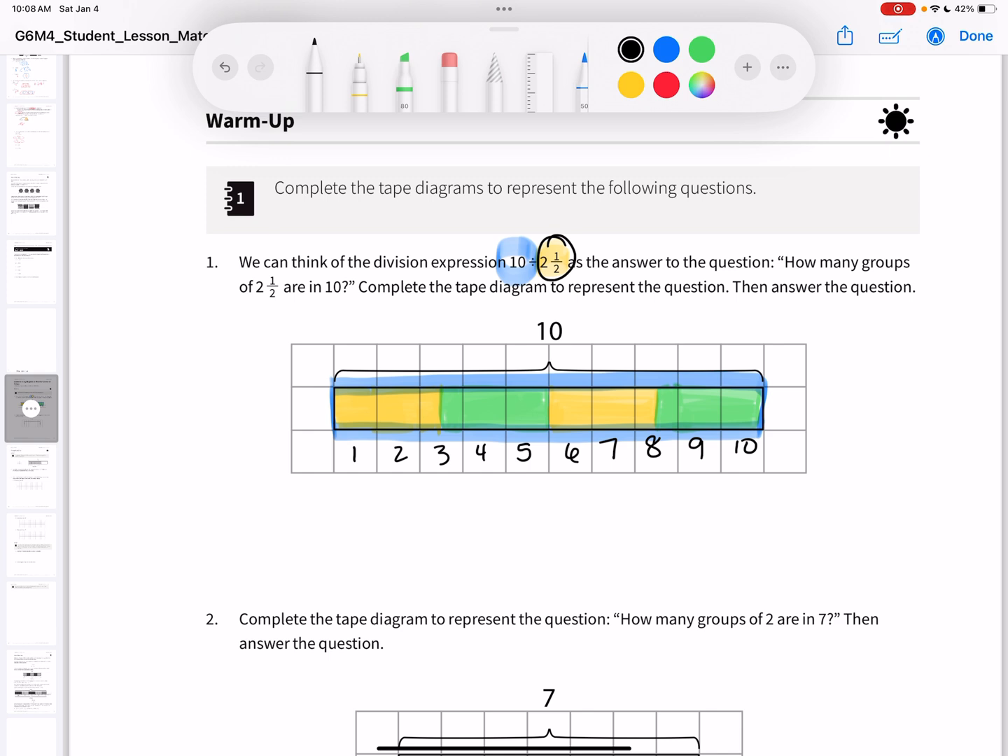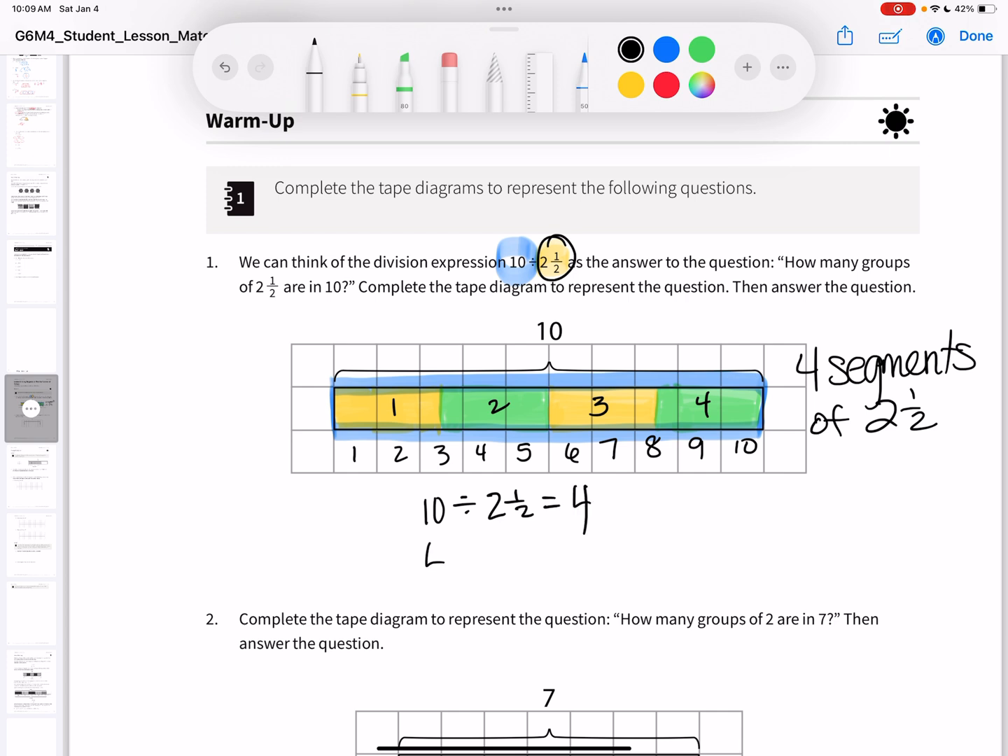So how many 2 1/2 segments do we have? Well, we have 1 here, we have another here, another here, and another there. So we have 4 segments of 2 1/2 in 10. So the answer to 10 divided by 2 1/2 is 4. We could also say 4 times 2 1/2 equals 10. And we can always check that by doing whatever our answer is times 2 1/2 to get 10. And if it gets 10, then we're good.